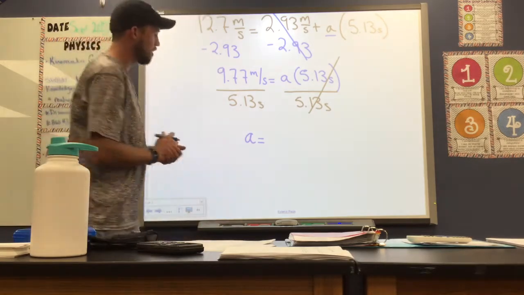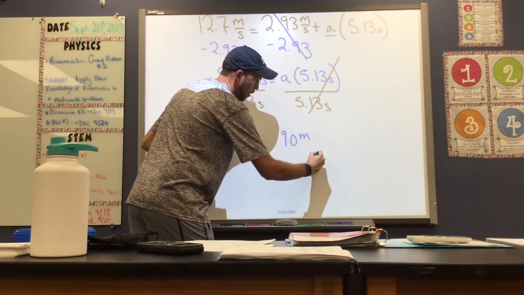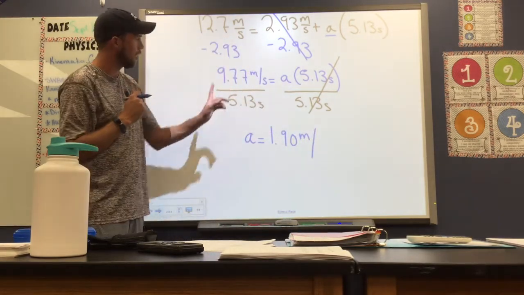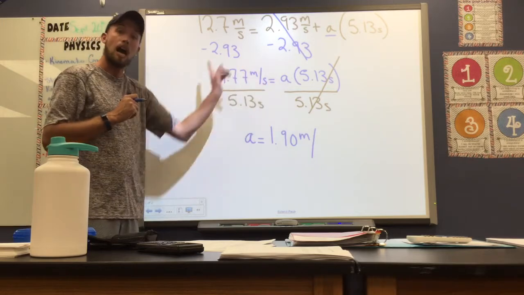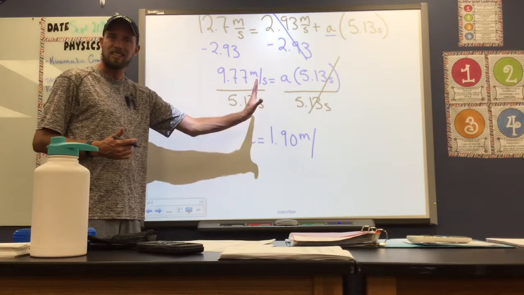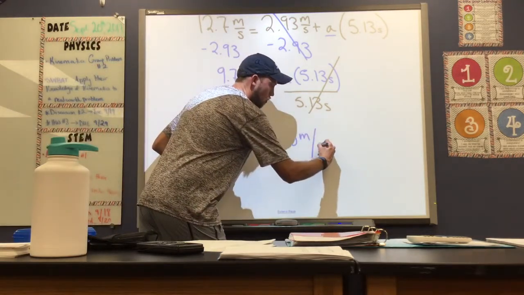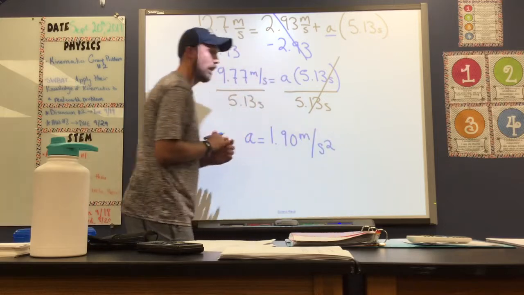I should get a value of my acceleration of 1.90 meters per, well, let's be careful here. I had meters per second. I divided by seconds again, so I should now have not meters per second, but meters per second squared. And meters per second squared. And that should be my clue.